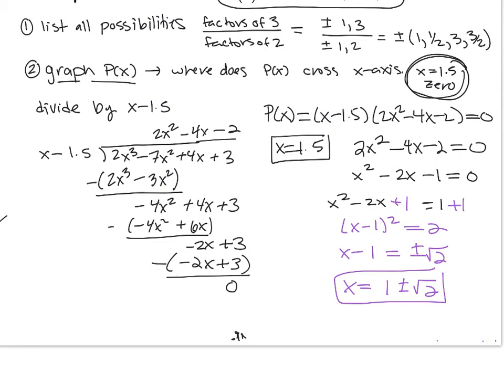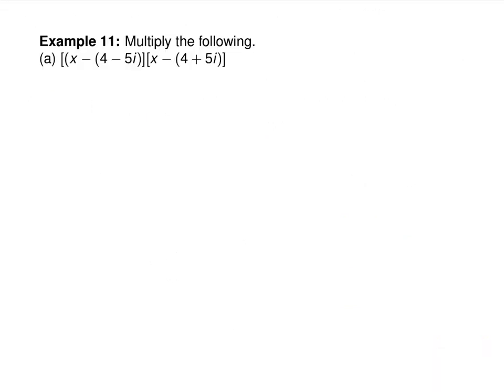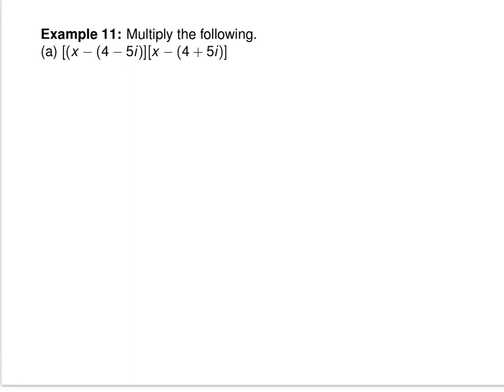Okay. And then the last thing I want to go over is how do you deal with things that have i's in them? So if this was your polynomial, what would your zeros be? What numbers do you plug in and get 0? Plus or minus. Almost. 4 plus or minus 5i. Does that make sense? Those are the things that are the zeros.